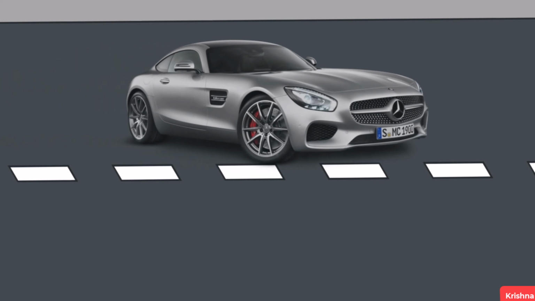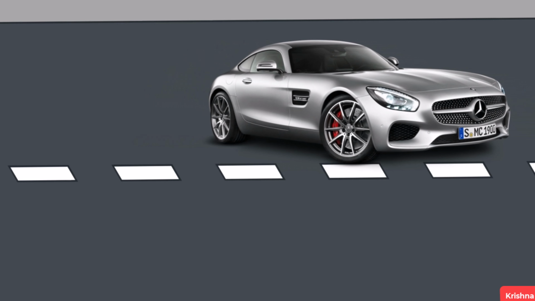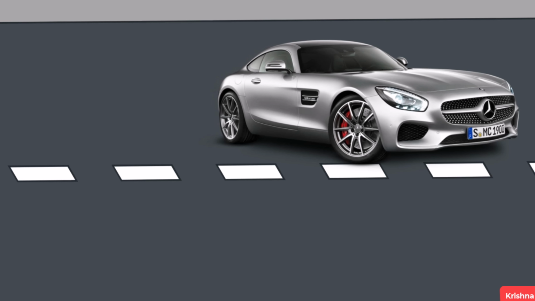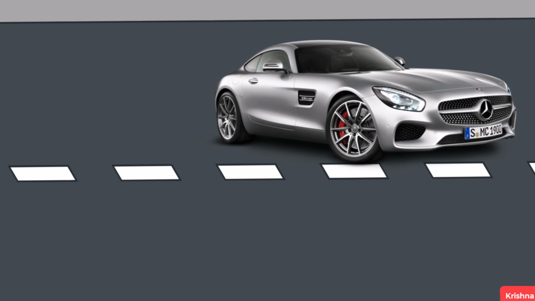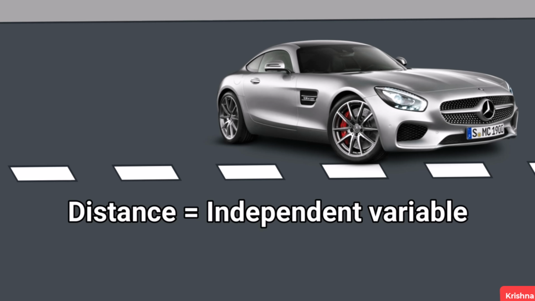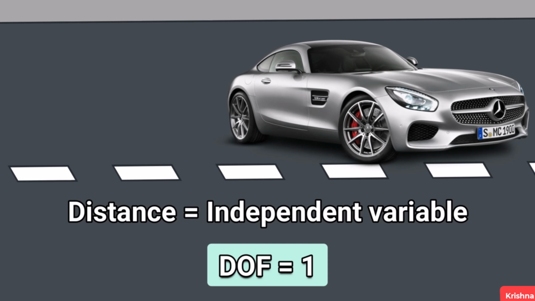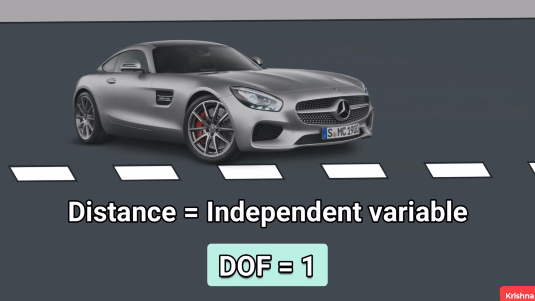Let's take the example of a car. A car is moving along a straight road. Now, how to determine if it has traveled from one point to another? It's simply done by calculating the distance it has traveled. So, distance here is the independent variable. Since only one independent variable is defining the motion of the car, the car has degree of freedom 1.